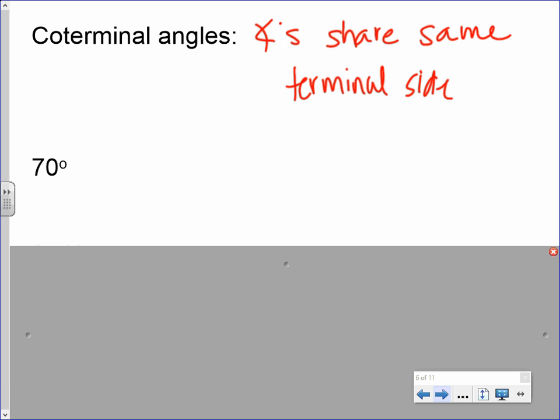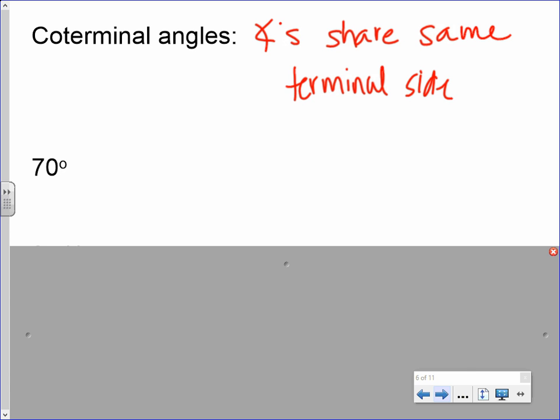So we're going to find some coterminal angles for 70 degrees. Technically, how many coterminal angles would there be? An infinite number. Not going to make you find that many. That would be impossible. But we'll find two or three.